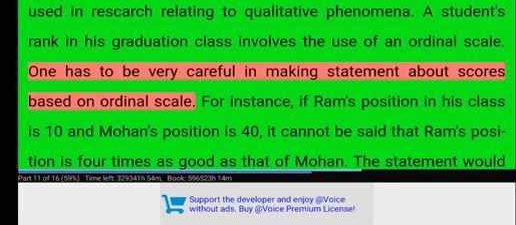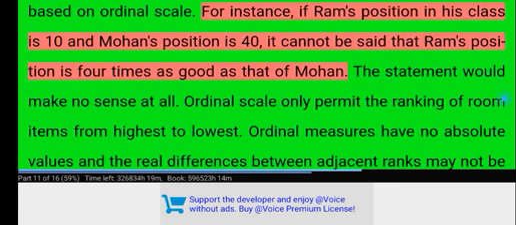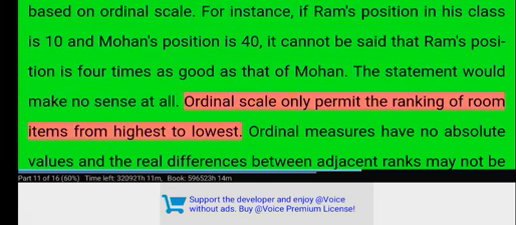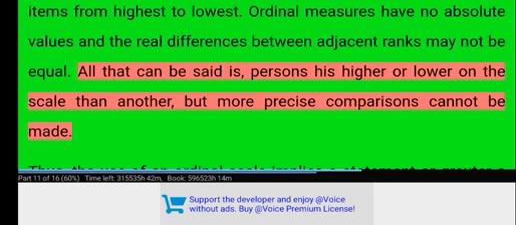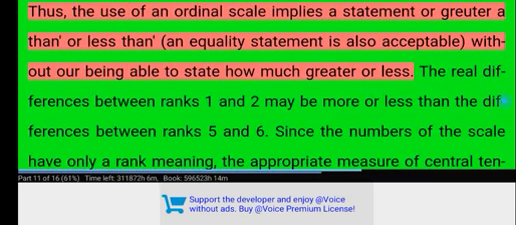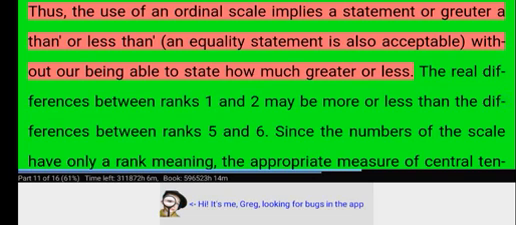One has to be very careful in making statements about scores based on ordinal scale. For instance, if Ram's position in his class is 10 and Mohan's position is 40, it cannot be said that Ram's position is 4 times as good as that of Mohan. The statement would make no sense at all. Ordinal scales only permit the ranking of items from highest to lowest. Ordinal measures have no absolute values and the real differences between adjacent ranks may not be equal. All that can be said is that a person sits higher or lower on the scale than another, but more precise comparisons cannot be made. Thus, the use of an ordinal scale implies a statement of greater than, or less than.